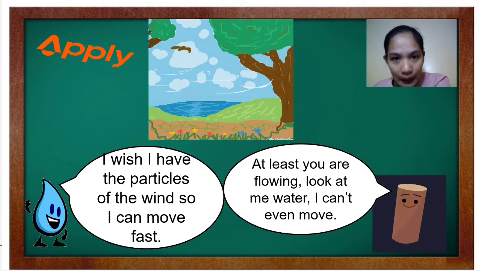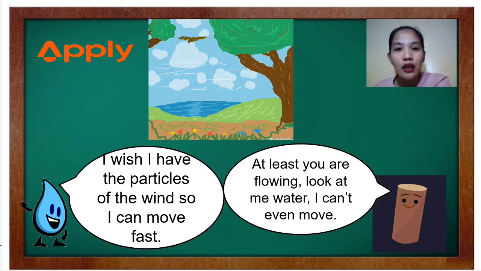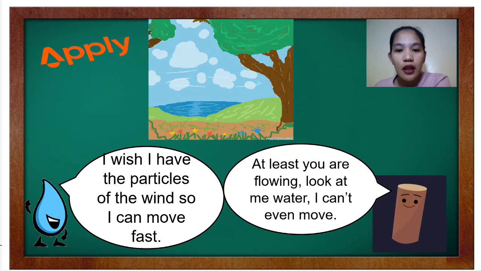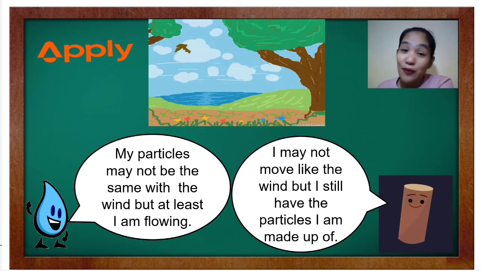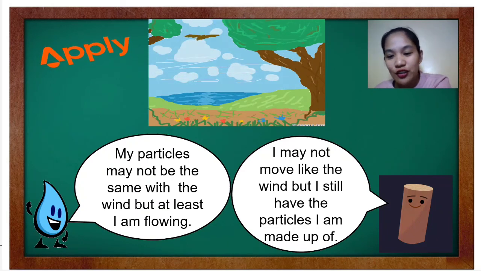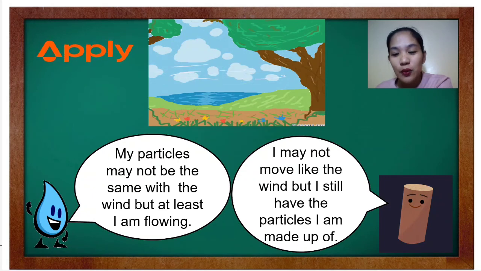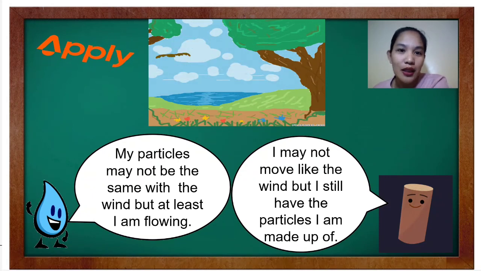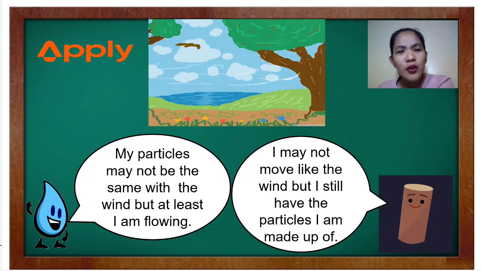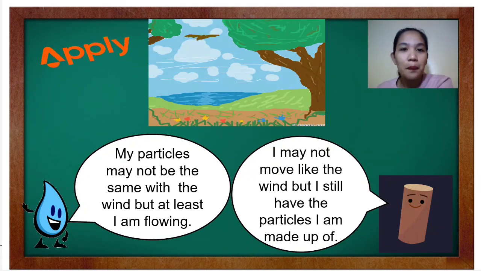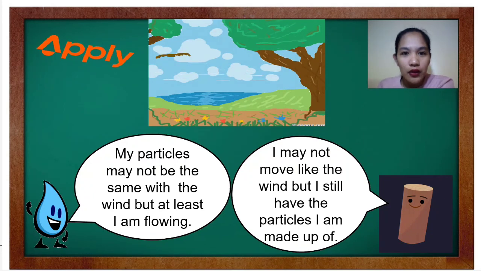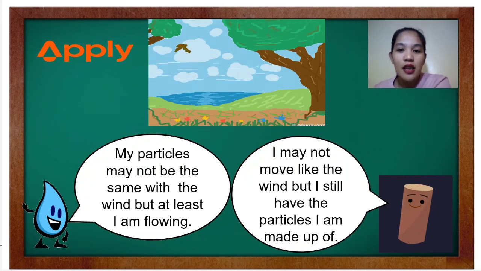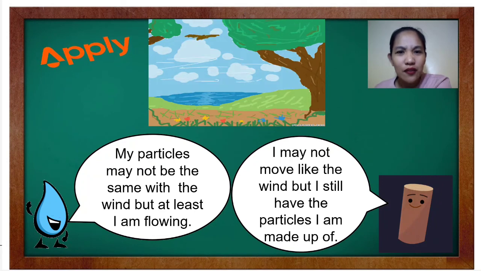So what will you say to them so that instead of having this conversation, they will say, for water, my particles may not be the same as the wind, but at least I'm flowing. And for the block of wood, I may not move like the wind, but I still have the particles I am made up of. So, what are you going to tell the droplet of water and that block of wood so that instead of having the first conversation, they are going to have this second conversation? So what advice can you give?